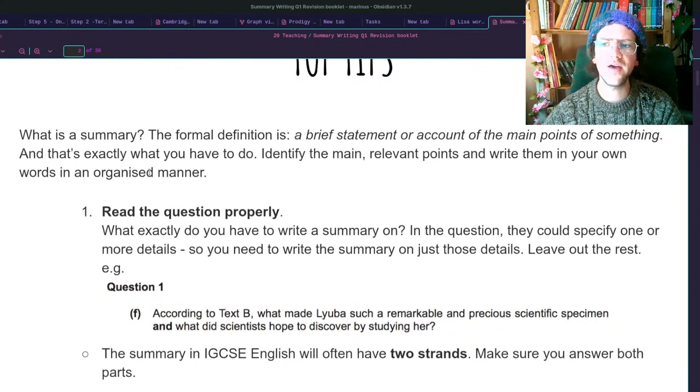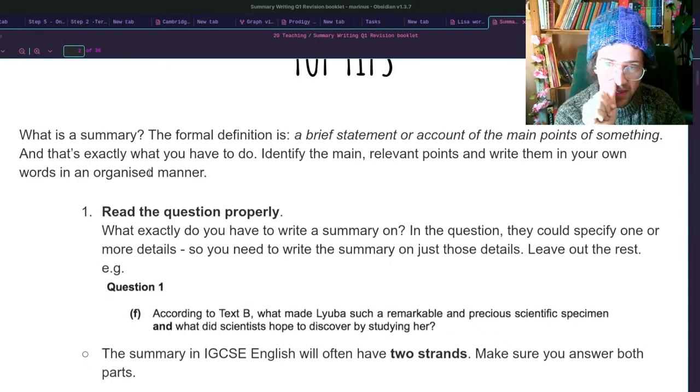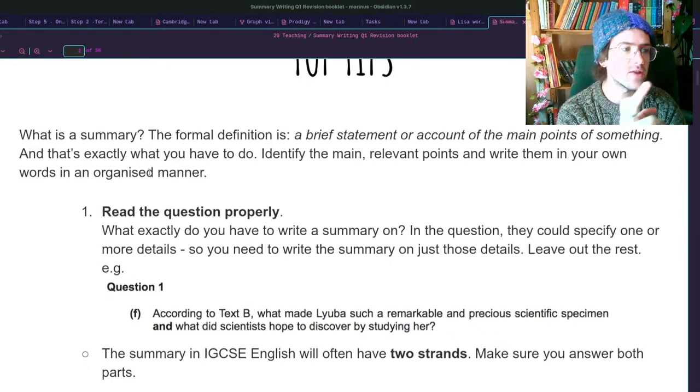So we identify the main relevant points, and then we write them in our own words in an organized manner. Okay? So it's important to write them in our own words. So first we need to identify the points. Then we need to write them in our own words, and we need to do it in an organized way.